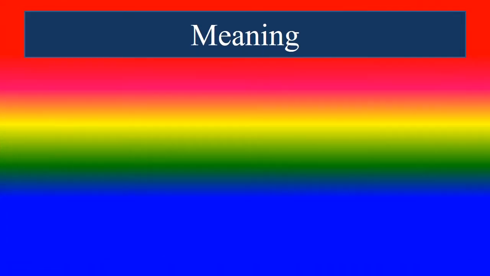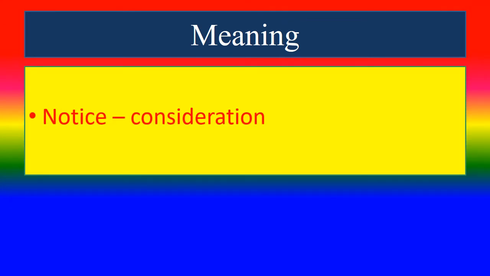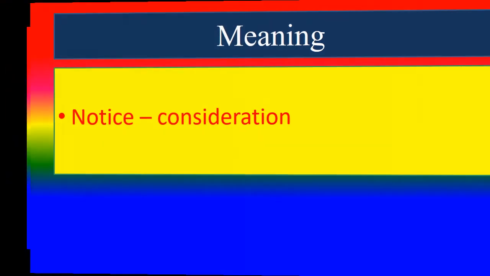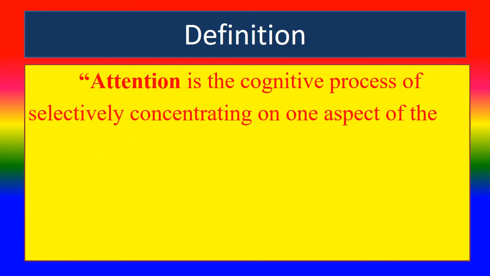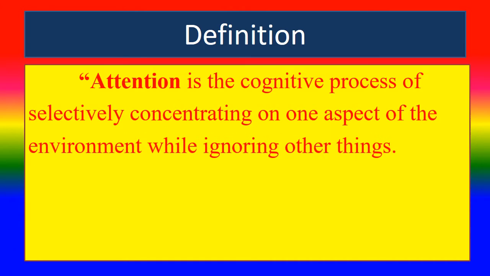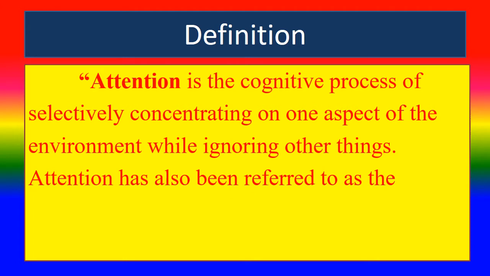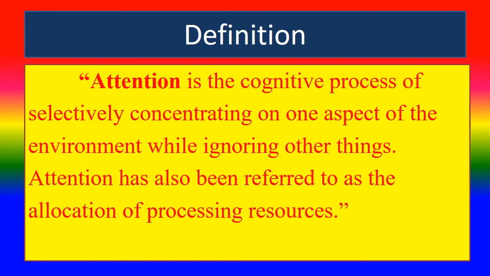Attention. What do you mean by attention? Notice or consideration. Can you define attention? It is the cognitive process of selectively concentrating on one aspect of the environment while ignoring other things. Attention has also been referred to as the allocation of processing resources.